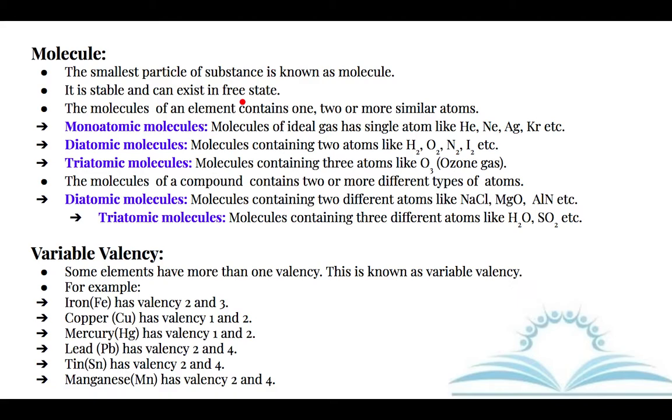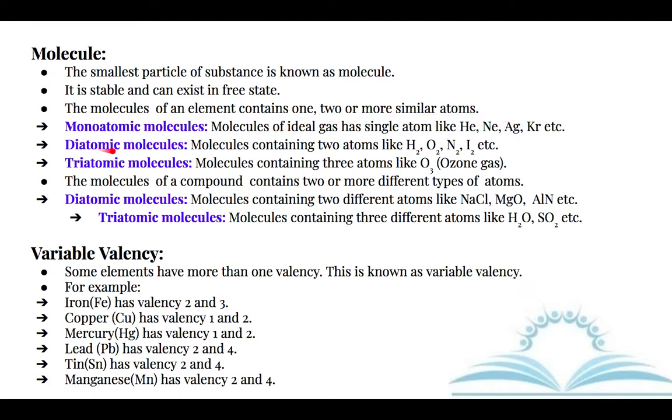The molecules of an element contain one or more similar atoms, because an element is a pure substance. Example, monoatomic molecules. Mono means only one kind of atom, so this kind of molecule has only a single atom, like helium, neon, argon, krypton. They are stable, and that's why they are just single.